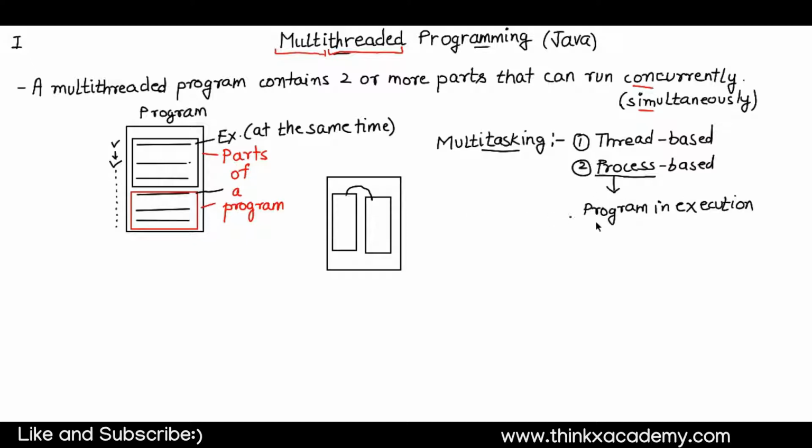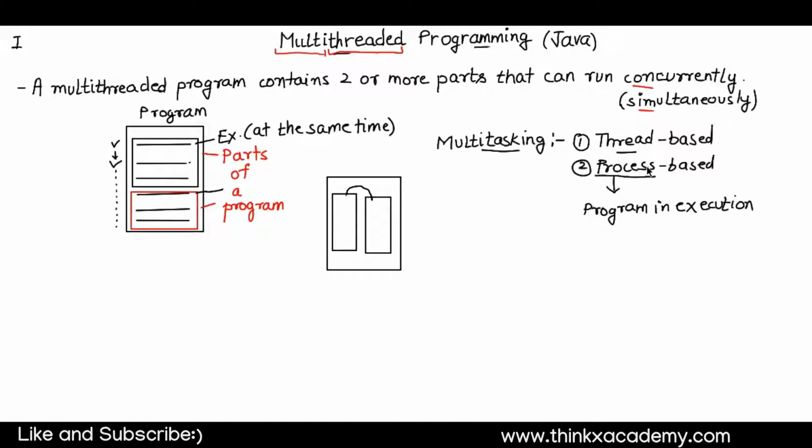So this means when two or more programs are running simultaneously, this is known as process based. But if the parts of a program are running simultaneously, it is known as thread based. So these are entirely two different things. Let's see which of them is most preferable and why we are using multi-threaded programming and not process based multitasking.